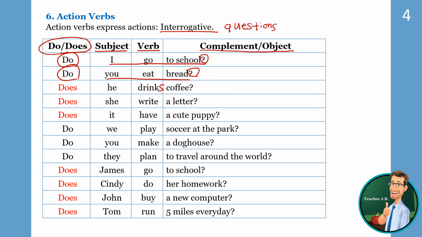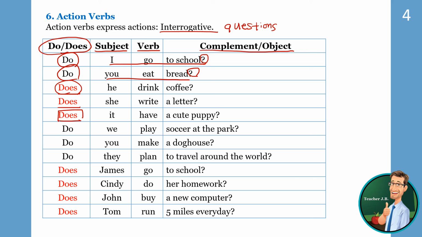He drinks coffee, and it becomes does he drink coffee? Because of this does, we lose S. She writes a letter, but we lose S, and we say does she write a letter? It has a cute puppy. But this is a question, so we send does to the beginning of the sentence, and instead of has, we use have. Does it have a cute puppy?